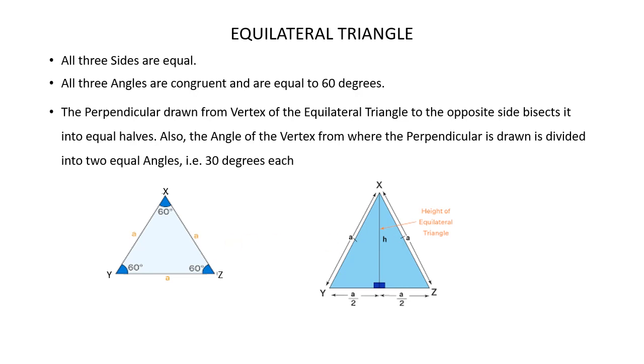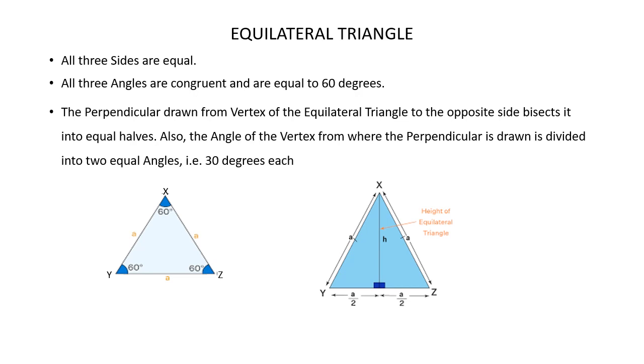Now here XYZ is an equilateral triangle. So in an equilateral triangle, all three sides are equal. So we have the three sides as a, a and a. Also in an equilateral triangle, all three angles are equal and each of the angles is equal to 60 degrees. So here angle X is equal to angle Y is equal to angle Z, and each of these angles is equal to 60 degrees.